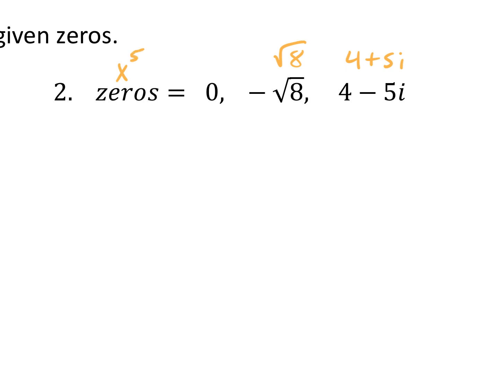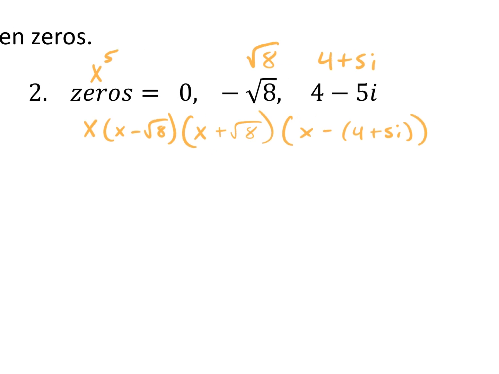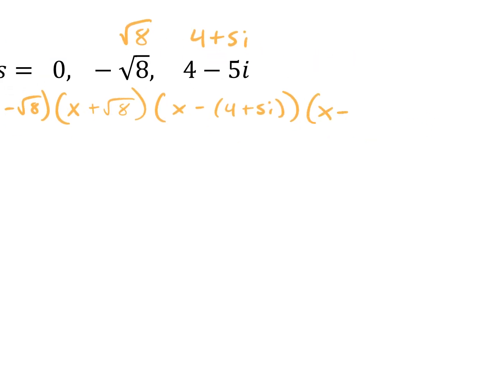So let's put it in factored form. It's always x minus whatever your 0 is. So x minus 0 would just be x. And then we have x minus square root 8. X minus negative square root 8 would be x plus square root 8. X minus 4 plus 5i. And x minus 4 minus 5i.